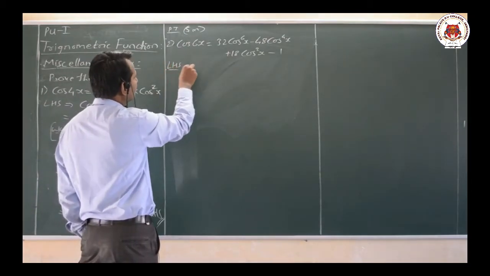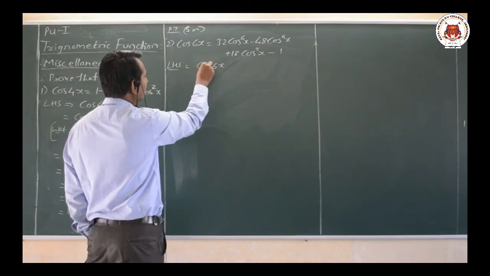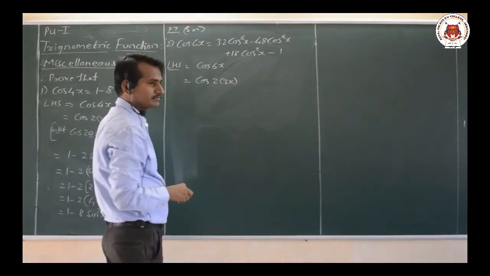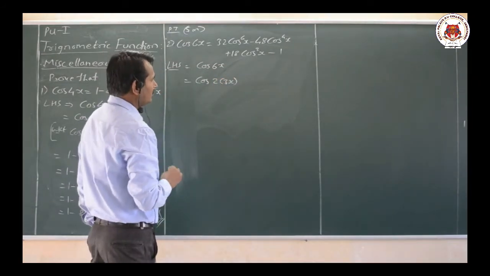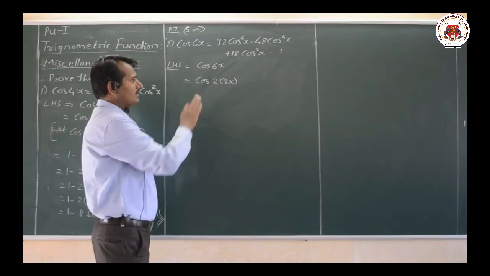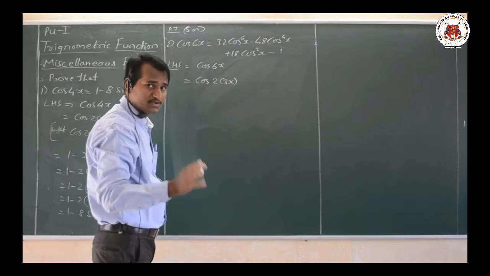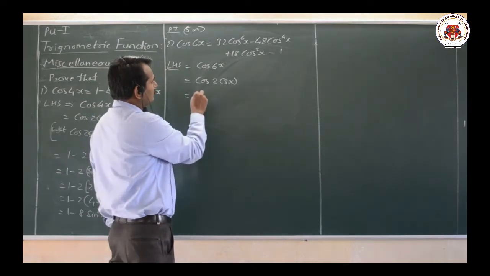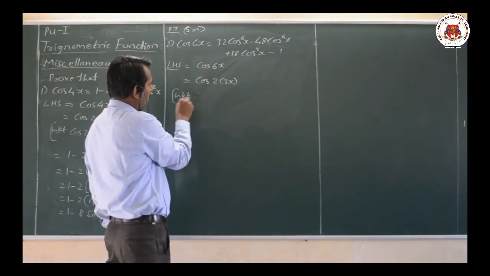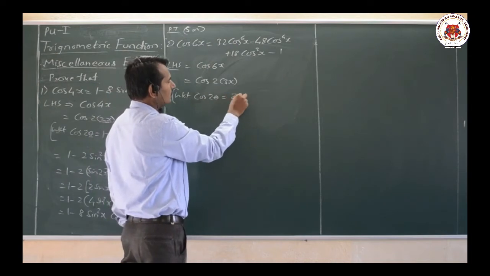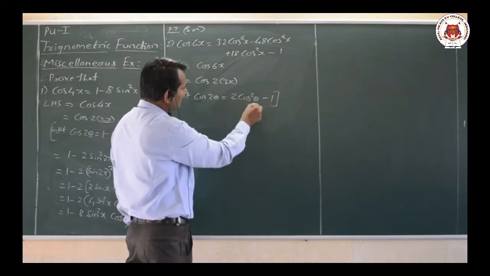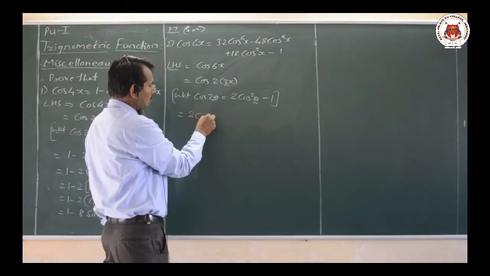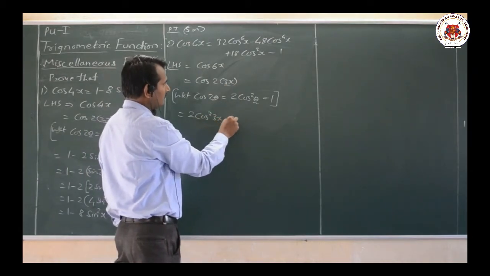First of all, the LHS we have is cos 6x. I can write it as cos of 2 into 3x, or else you can write cos 3 into 2x and solve it the same way. Now what formula can we write here? We know that cos 2 theta is equal to 2 cos square theta minus 1. Theta means 3x, which is equal to 2 cos square 3x minus 1.